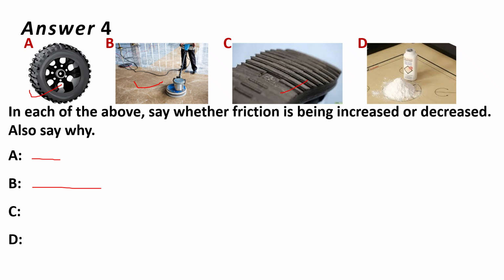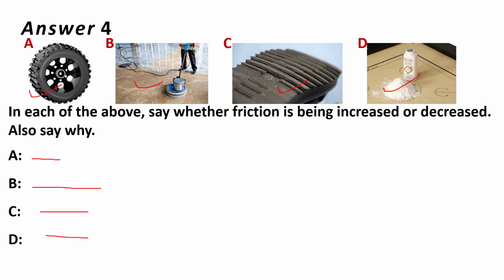Here, picture C, the shoe. They are increasing friction by making grooves and ridges. Why? To prevent slipping, so that you don't slip and fall. The grooves are there to increase friction. And lastly, the carom board. Here you are decreasing friction by using powder, so that when you hit the carom pieces with the striker, they will move smoothly. So they are reducing friction with powder.